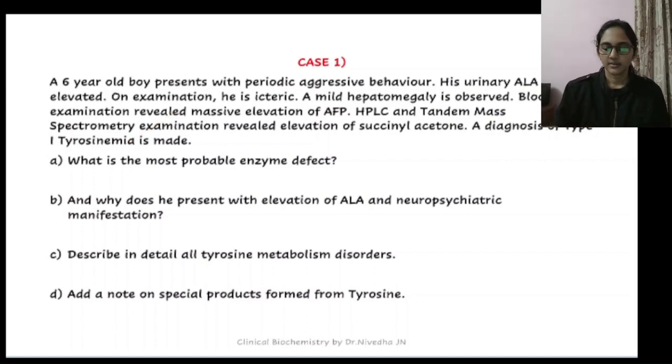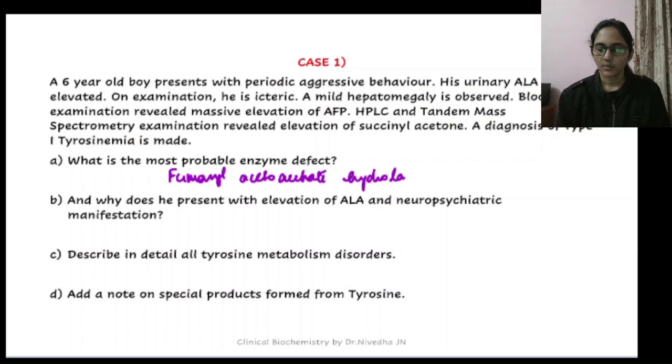So what is the probable enzyme defect here? You can just keep posting in the chat box also. What is the most probable enzyme defect here? The most probable enzyme defect would be fumaryl acetoacetate hydrolase. Now, why does it present with elevation of ALA and neuropsychiatric manifestations? Very good. You just keep posting the answers, I am seeing it, right? So fumaryl acetoacetate hydrolase is the enzyme defect.